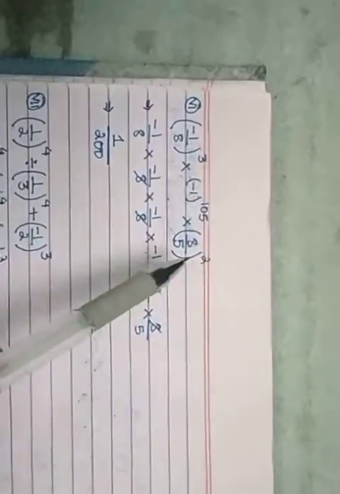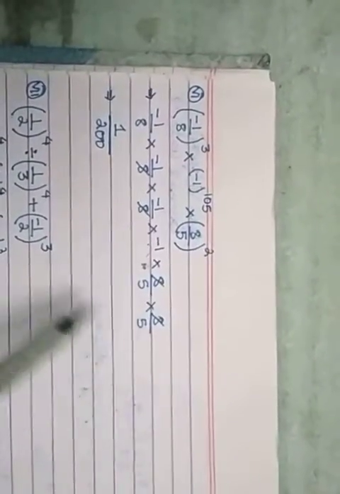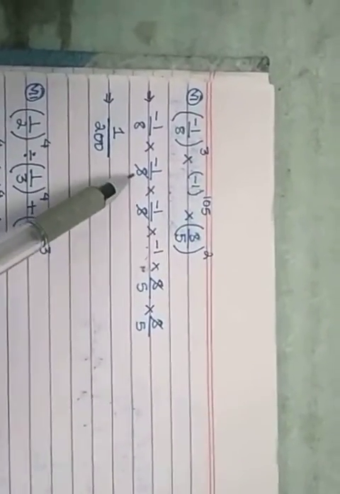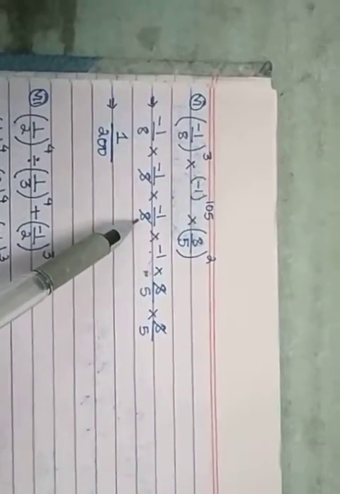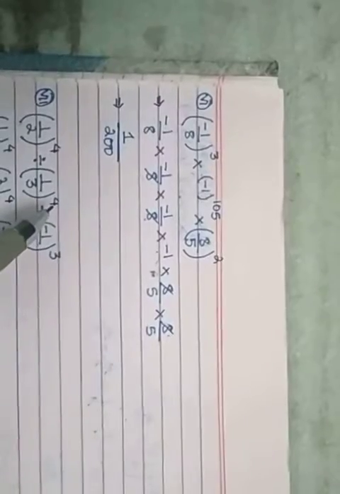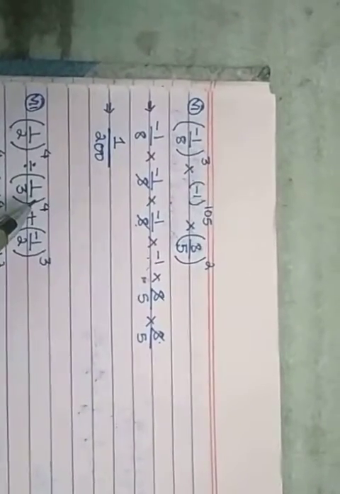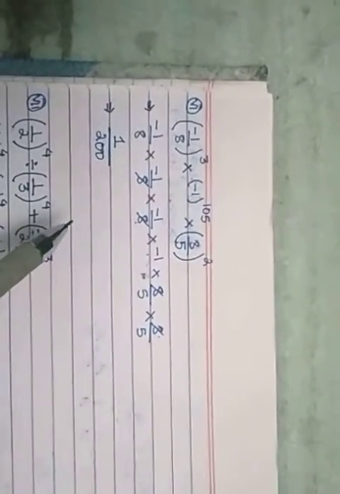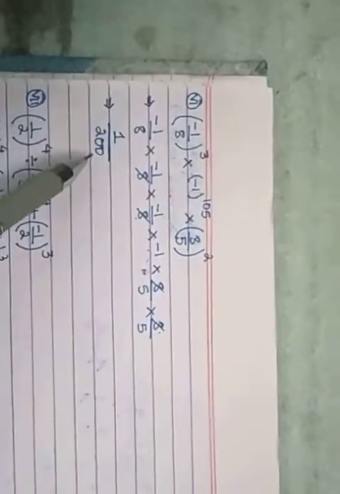See, (8/5)² means (8/5) into (8/5) two times. So cancelable terms: this 8 and this 8 got cancelled, this 8 and this 8 got cancelled. Numerator and denominator can be cancelled. Remember that in case of multiplication of fractions, isn't it? So what's left in the numerator? Let's see, check out the negative.